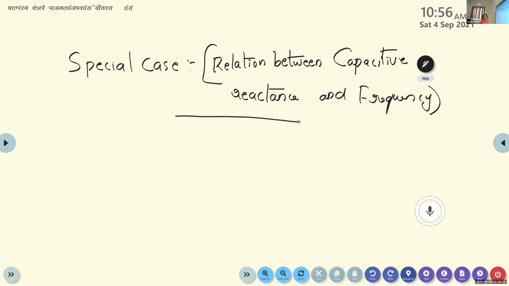What is capacitive reactance? Capacitive reactance is the resistance offered by the capacitor. It is represented by Xc. This is what is known as capacitive reactance. And what is the equation for calculating the capacitive reactance? Xc is equal to 1 by C omega.